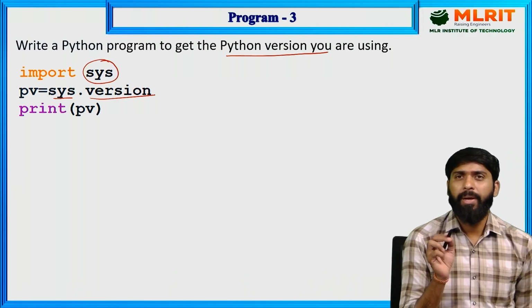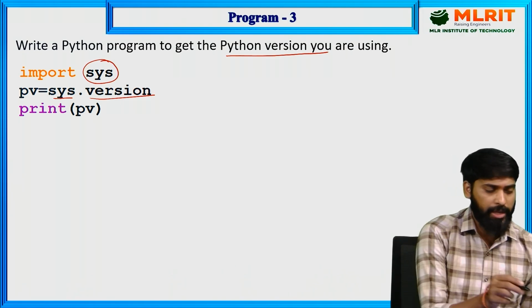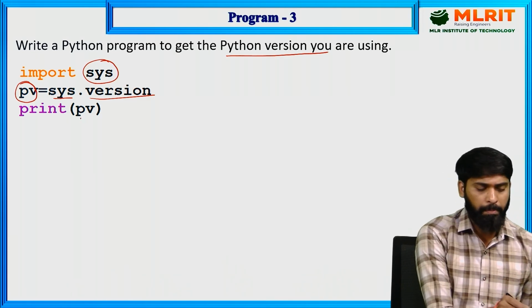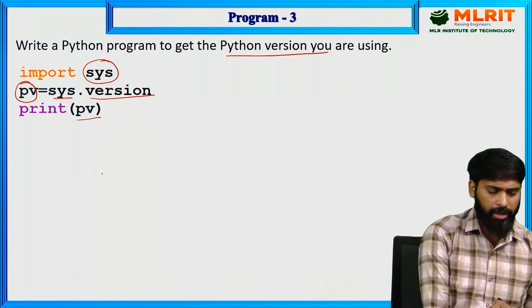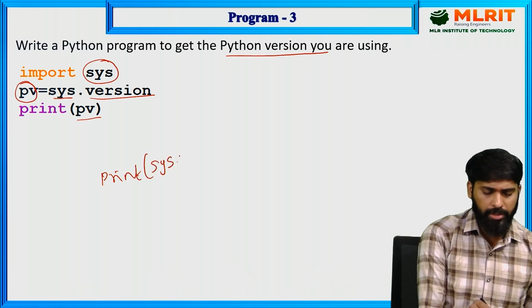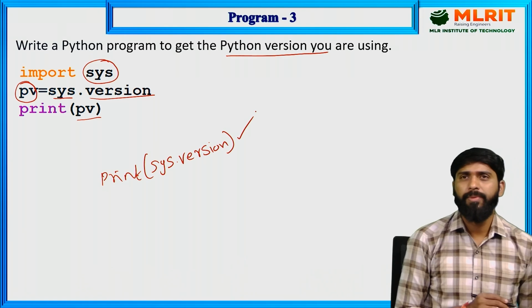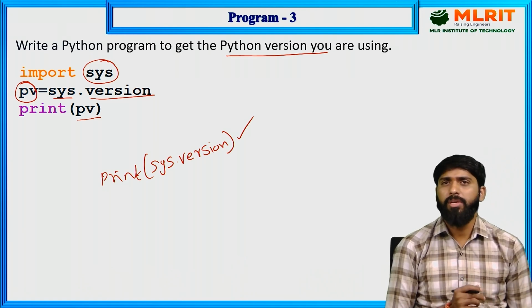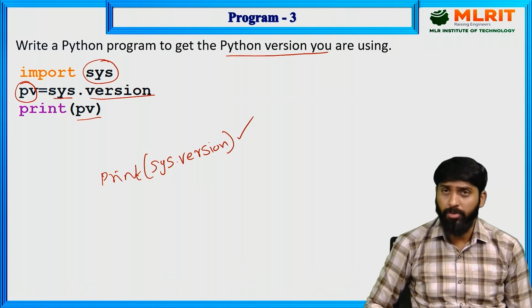Now the Python version number is assigned to this variable pv. Now print pv. Otherwise you can directly write like this also, print sys.version. So this is also correct. By using this instruction we print the current version of Python that you are using in your computer.